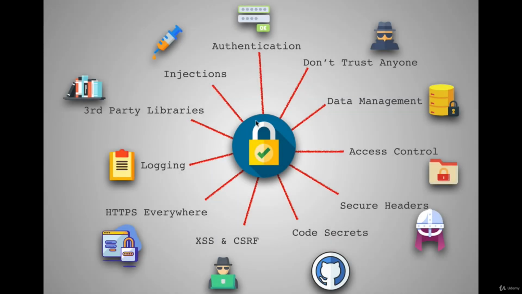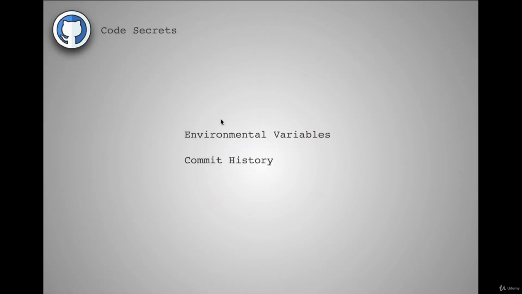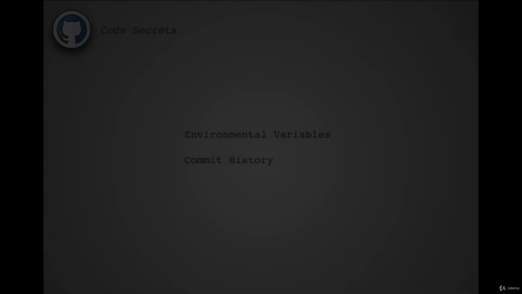Welcome back. Let's keep going with our star of security and talk about code secrets. And with code secrets, it's quite simple actually. There's two main things we want to focus on: environmental variables and commit history. Let's take a look at both.